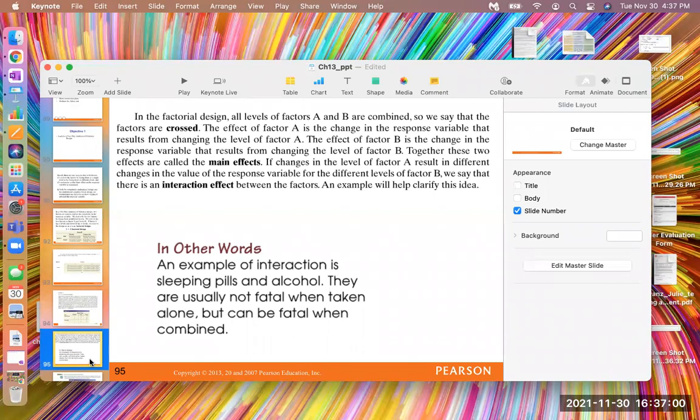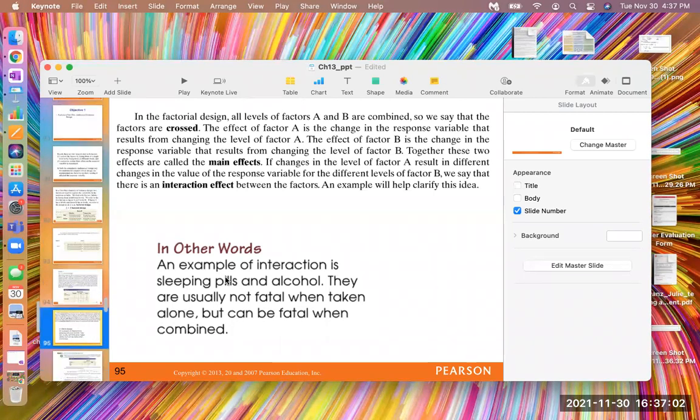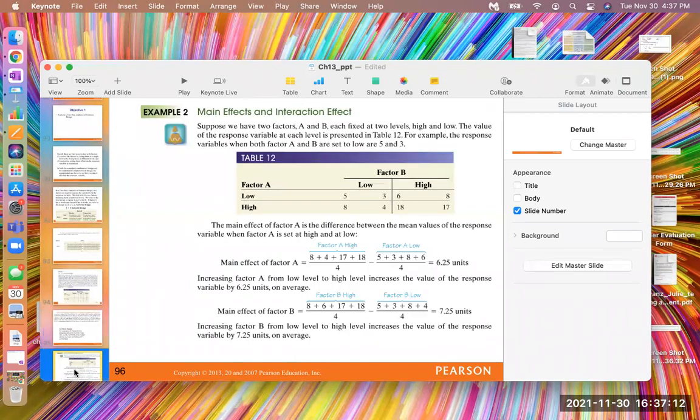So let's see an example. And here's an example of interaction. They're saying sleeping pills and alcohol, both of them are fine just by themselves, but they can be fatal when taken together. So that's interesting.